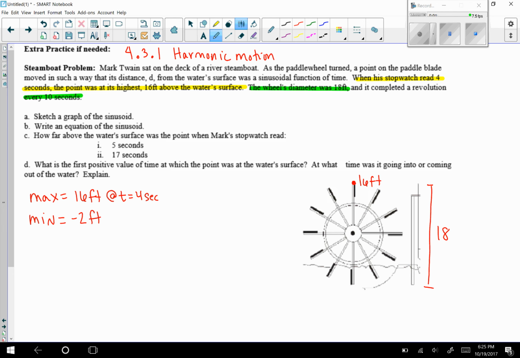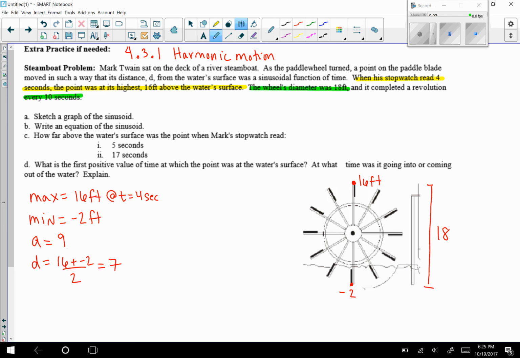Next, we want to figure out what our amplitude is equal to. Our amplitude, if the diameter of the wheel is 18, would have to be equal to 9, or you can take your maximum and subtract your minimum. So 16 minus -2 would be 18, divided by 2. That's also how you can get your amplitude. Your vertical shift is equal to your maximum plus your minimum divided by 2. So that would give us a midline of 7.